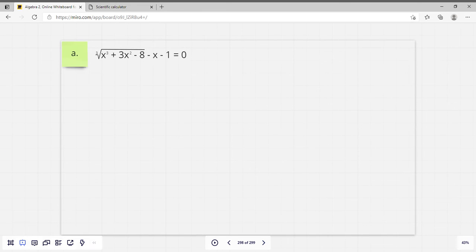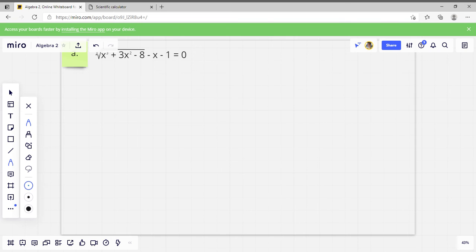Okay, here's the first one. So on this one, we are going to need to move this to the other side first. Okay, so we're going to get the third root of x to the third plus 3x squared minus 8 equals x plus 1. Now we need to cube that and that. So we're going to have x plus 1 cubed.